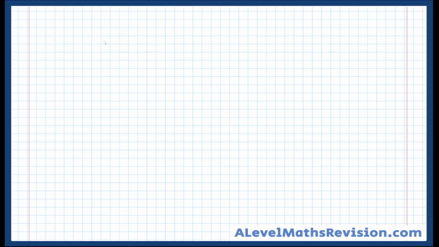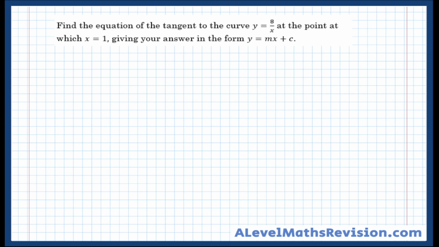Let's actually find not just the gradient of a tangent and normal, but the equation of a tangent and a normal. And here we go: find the equation of the tangent to the curve y equals 8 over x at the point at which x equals 1, giving your answer in the form y equals mx plus c. So remember, back to our straight line work, to find the equation of a straight line, which is what a tangent is, we need two things. We need a point on the line, and we need the gradient. So first of all, let's concentrate on getting a point on the line.